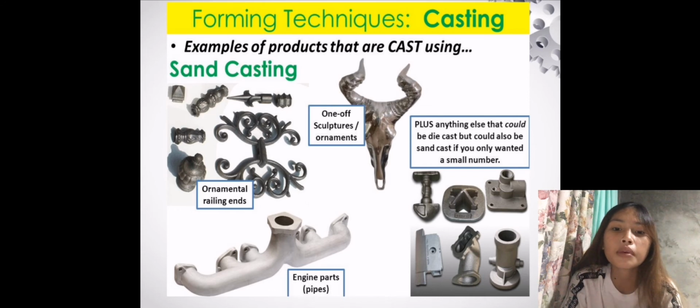Examples of products that are cast using sand casting are ornaments, trailing ends, one-off sculptures or ornaments, and engine parts such as pipes.